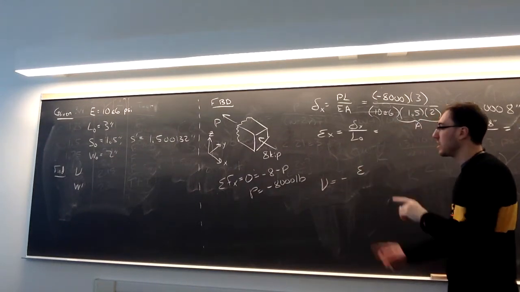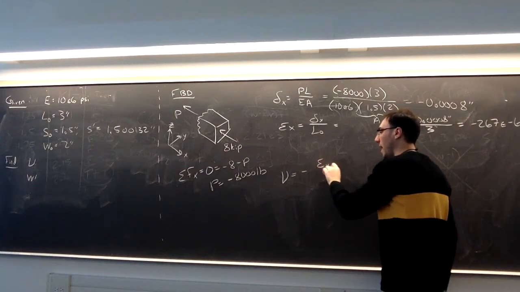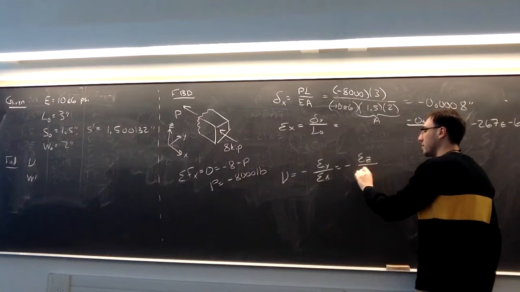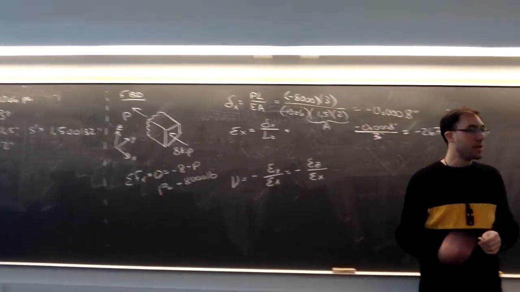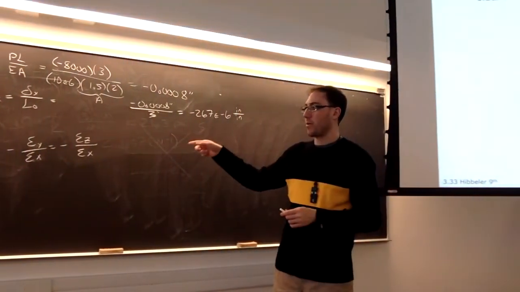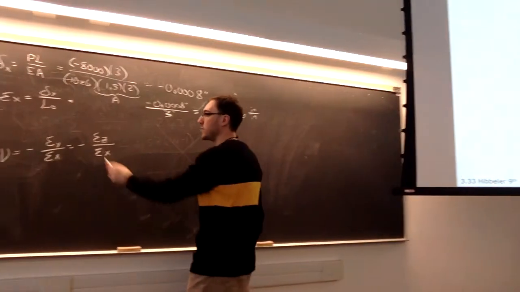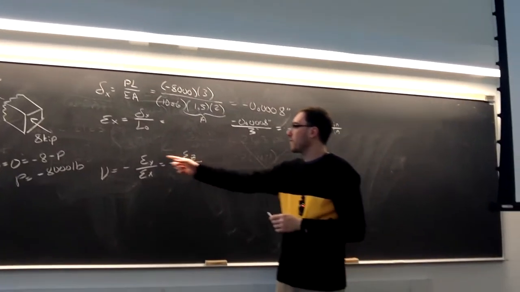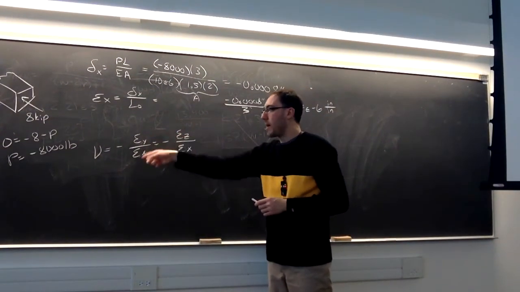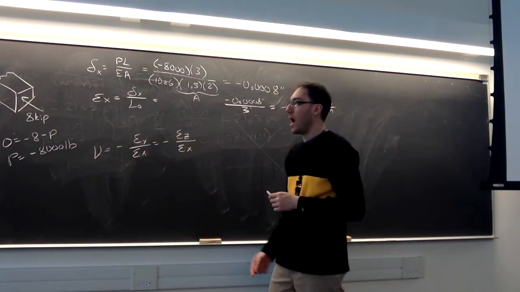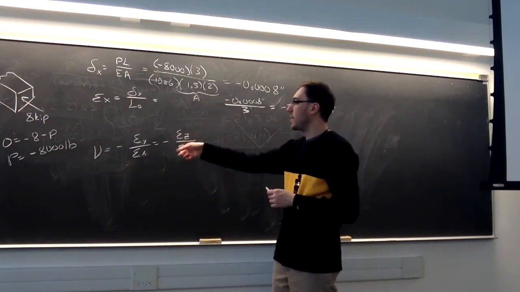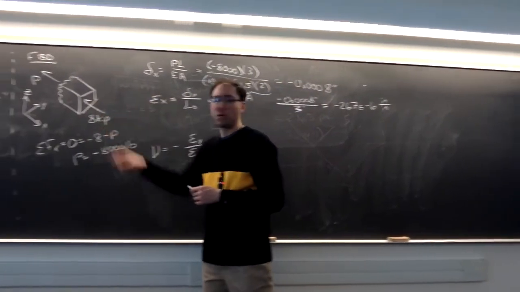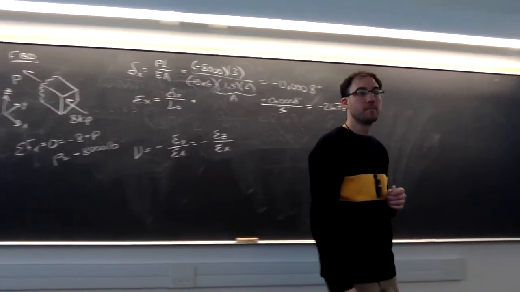Our ultimate goal is that Poisson ratio is defined as negative the strain in the y direction over the x direction, or z direction over the x direction. The unloaded directions are y or z in this case, but the loaded one is what I designate as my x direction. So if I can find either of these strains, y or z, I'll be able to calculate Poisson ratio, which is one of the things I'm interested in. Which of these strains can I calculate according to the coordinate system that I have set up here?